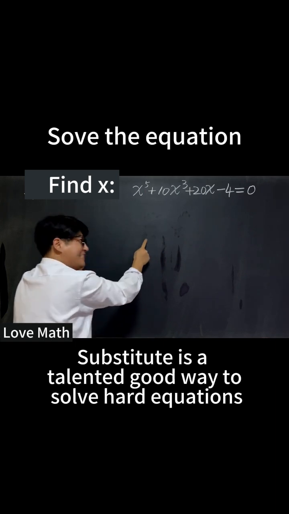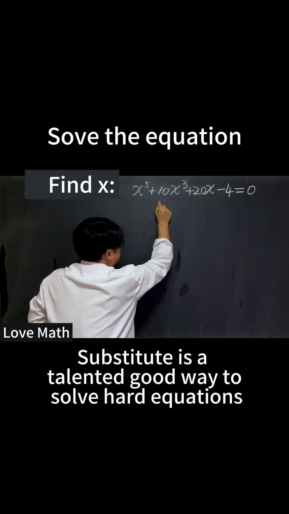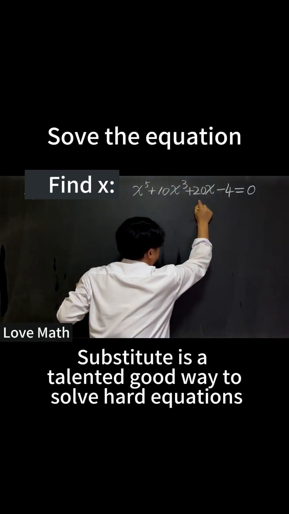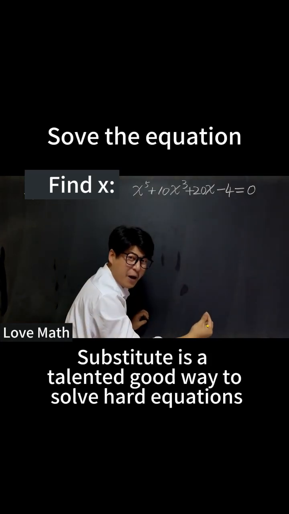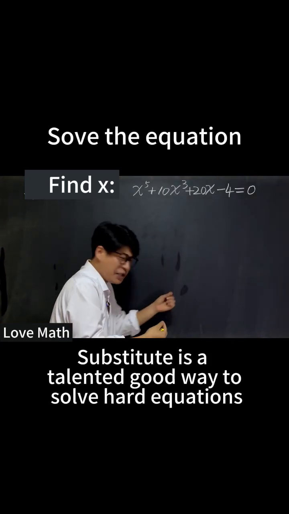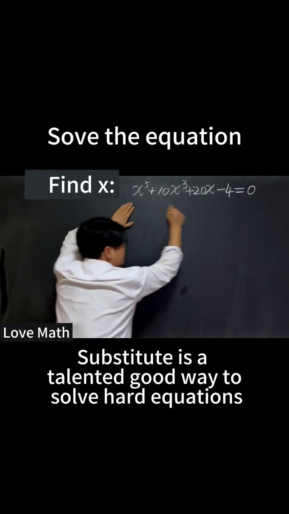Let's take a look at how difficult this problem is. x to the fifth power plus 10 times x cubed plus 20 times x minus 4 equals 0. A quintic equation in one variable. When you see a problem like this, isn't the first method that comes to mind factoring? Right? Try to factor it.